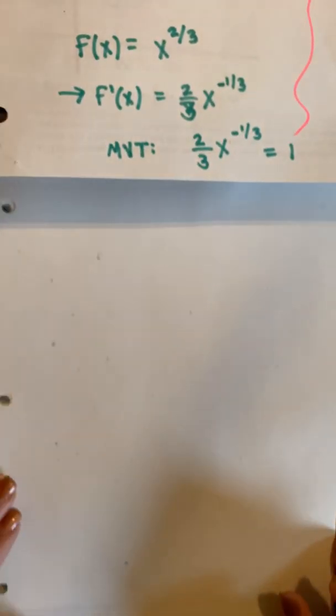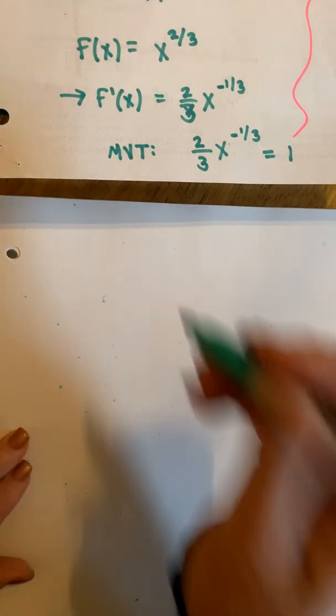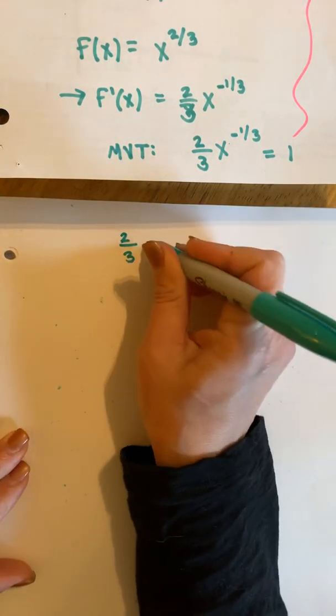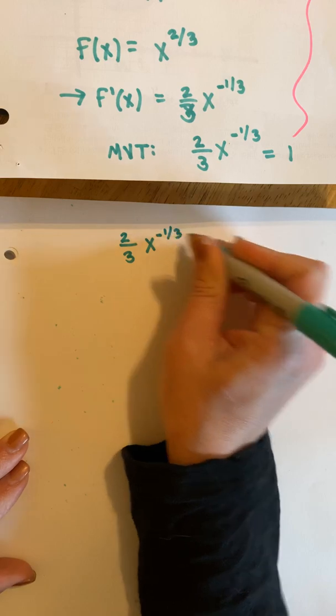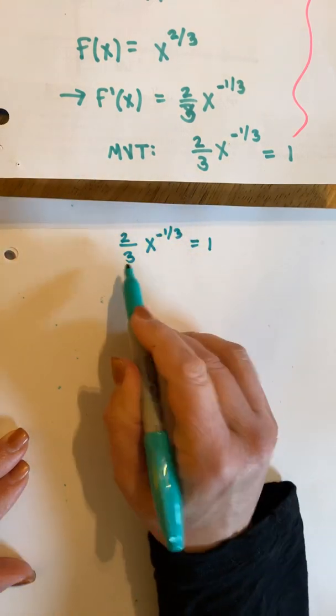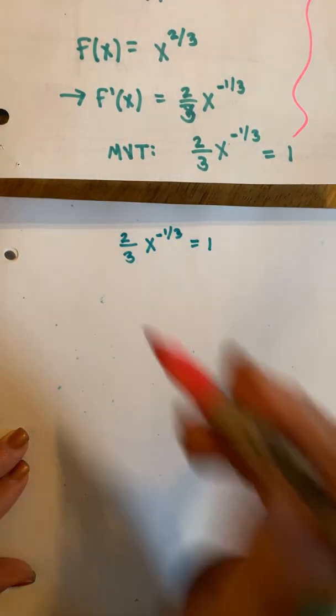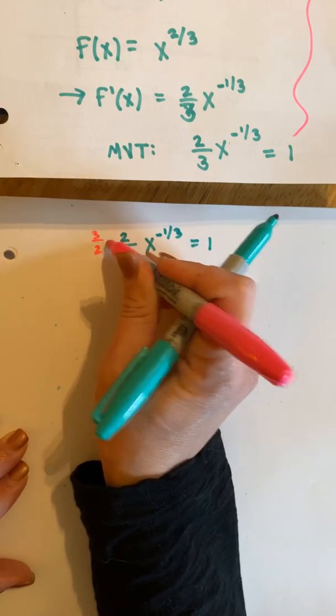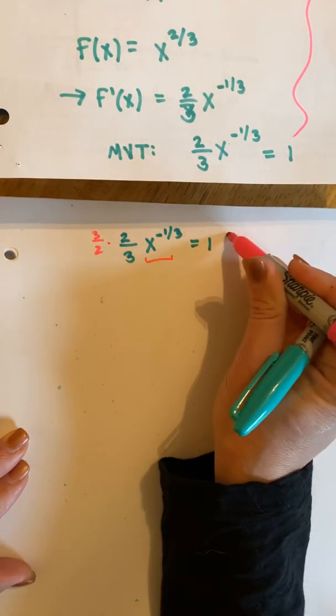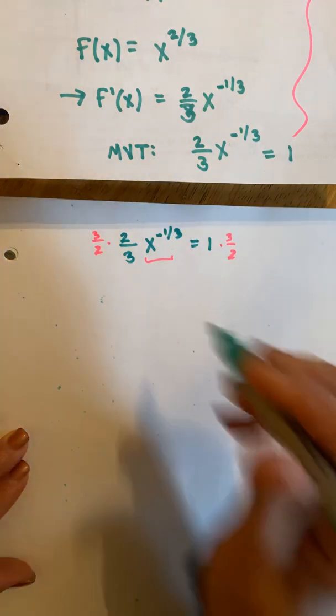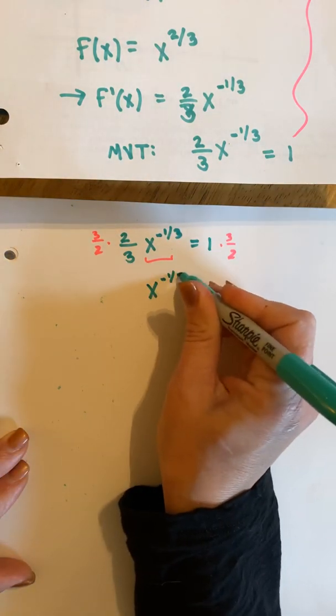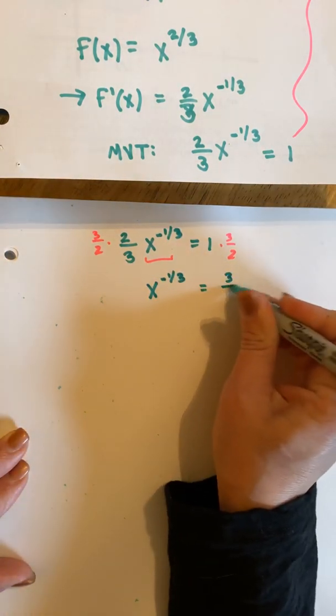All right, now here's a test of your algebra skills. 2/3 x to the negative 1/3 equals 1. Well, I'm going to multiply both sides by 3/2, to get rid of the fraction on the left side because we want to isolate the variable. So we get x to the negative 1/3 equals 3/2.